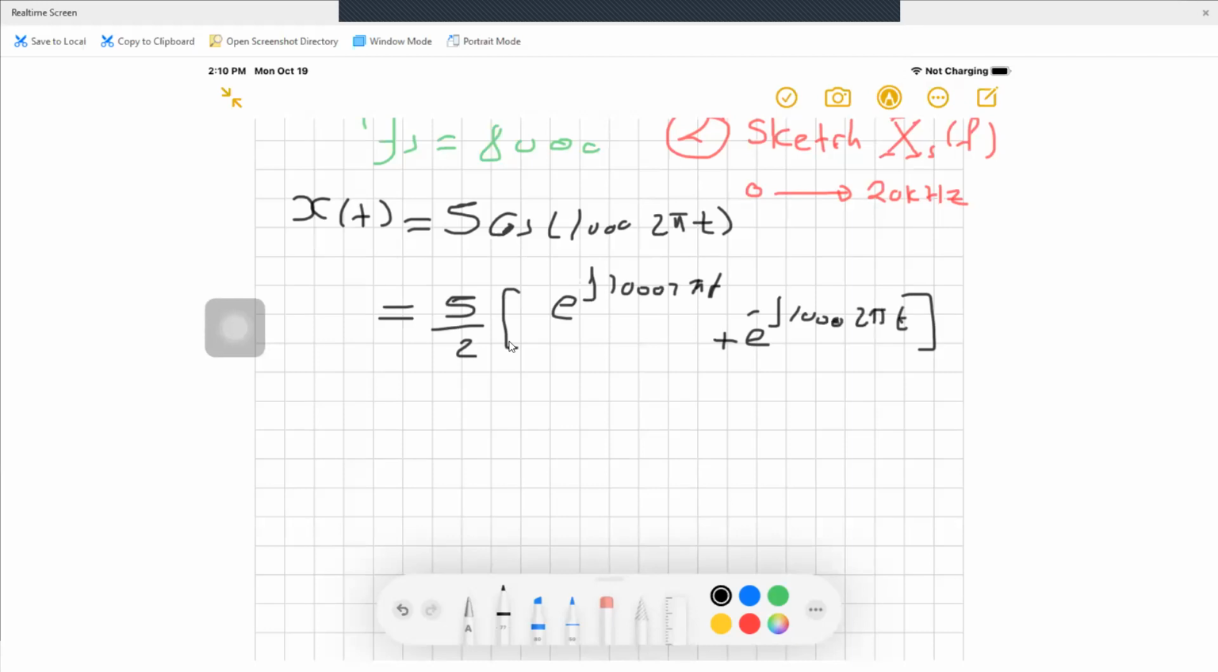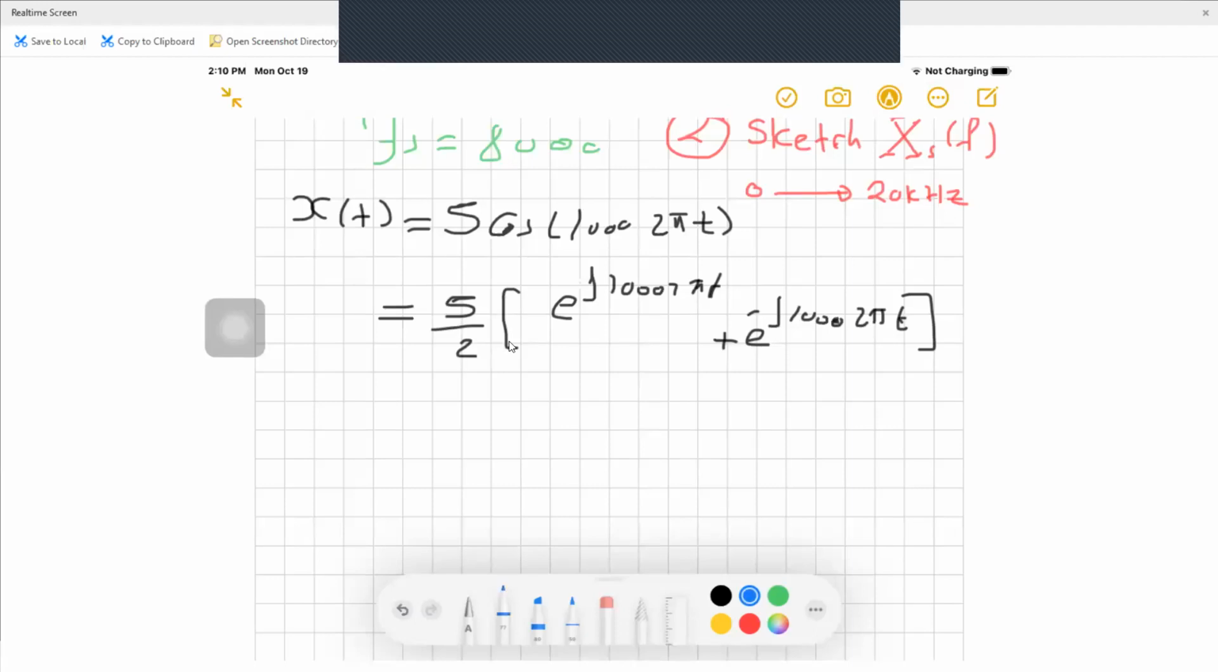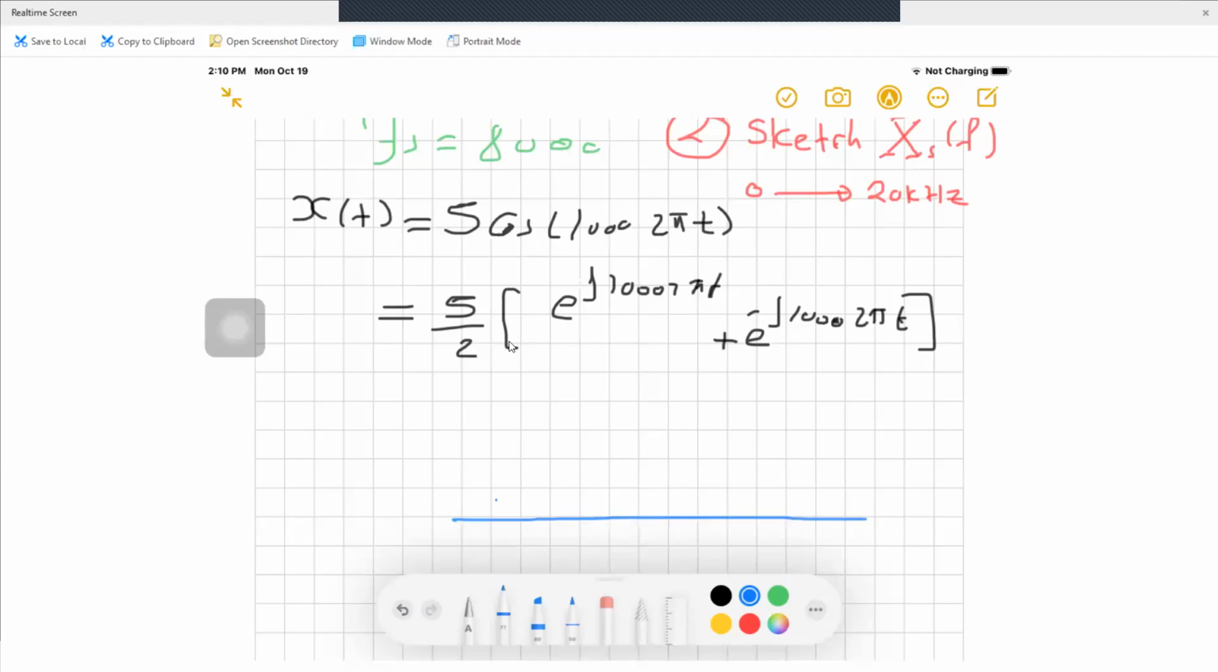Okay, so we have 2 components. Now, how we are going to sketch this one is very easy and very simple job. We are going to sketch the double-sided spectrum for this signal.